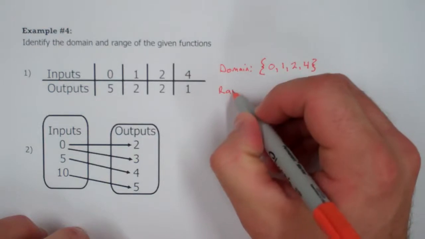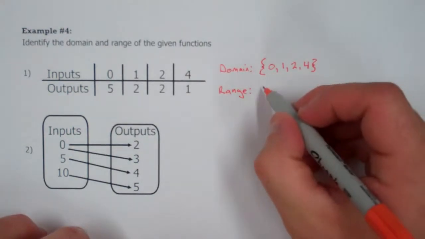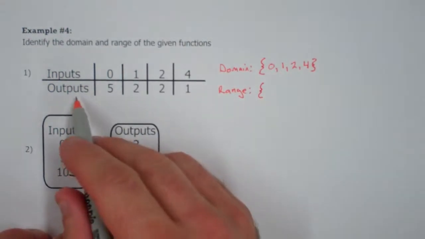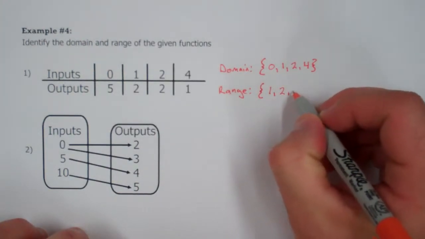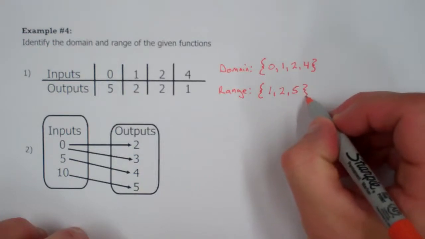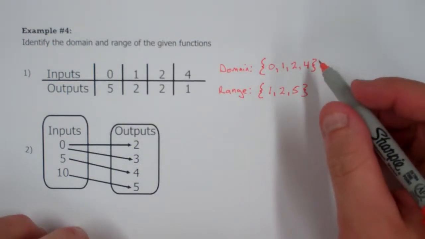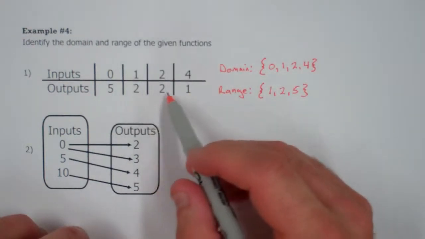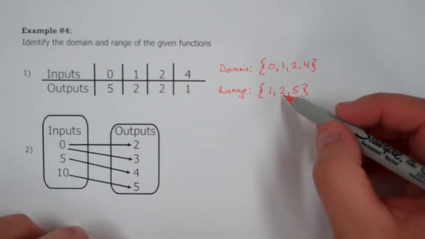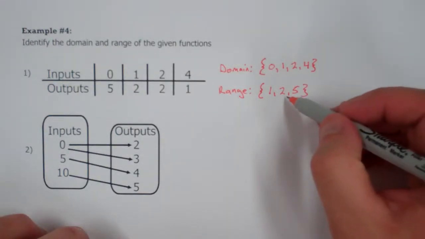The range, same thing here, but the range is going to be the outputs. So we're going to have 1, 2, and 5. And once again, these are sets of numbers, so the order really doesn't matter. And you don't want to double up on them, so if there's a 2 here, then just write it. If there's two 2s, just write 2 once.